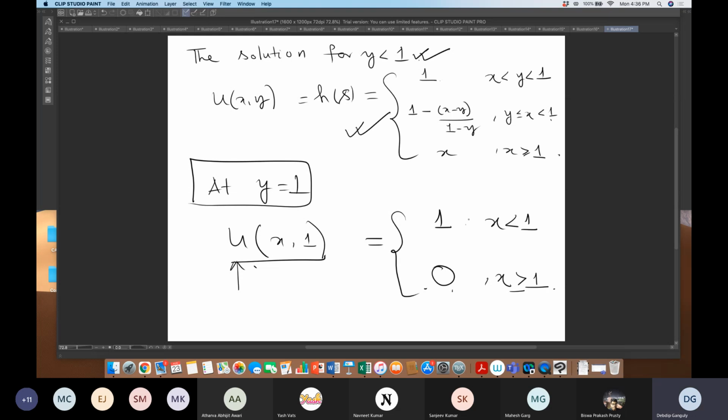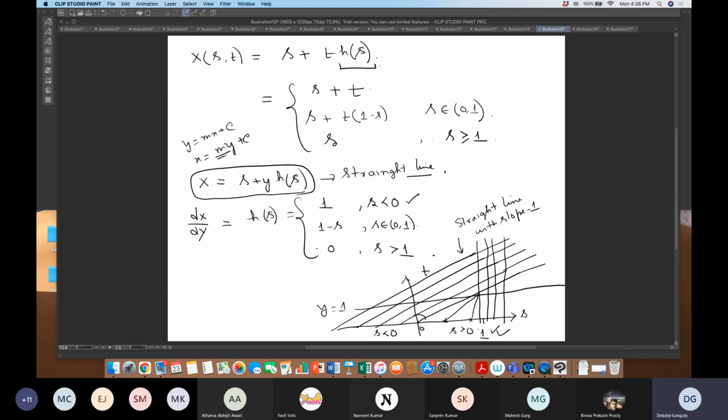Your initial curve H is given to be just a continuous function, but since it's a quasi-linear PDE, you are getting a solution u, and at some point it has developed a discontinuity. The solution is not smooth. You understand? So you have only a smooth solution locally. That means you have a solution locally.